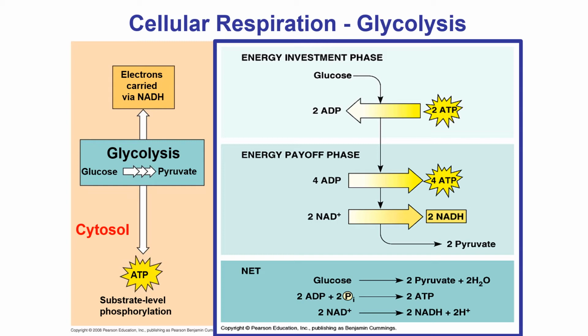So you get a net gain of 2 ATP, you get 2 NADH, and you get 2 pyruvate. That's it. I'm going to go through and show you some of the steps and discuss them just so you can get a sense of what's going on, but I don't expect you to know the names of the enzymes involved or the names of any of the intermediates.